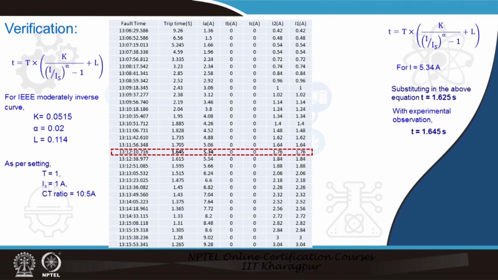As already mentioned, let us take a demonstration here: the trip time of 1.645 seconds corresponds to an injected current of 5.34 ampere, when the corresponding negative sequence current and positive sequence current are considered to be 1.76 ampere.